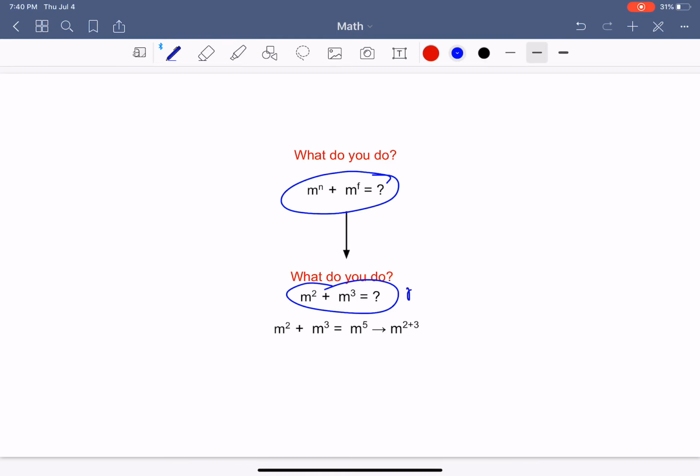So what would you do here? You might say that equals m to the power of 5. Easy. How did you get that? You did 2 plus 3, right? You got m to the power of 5 because 2 plus 3 equals 5.